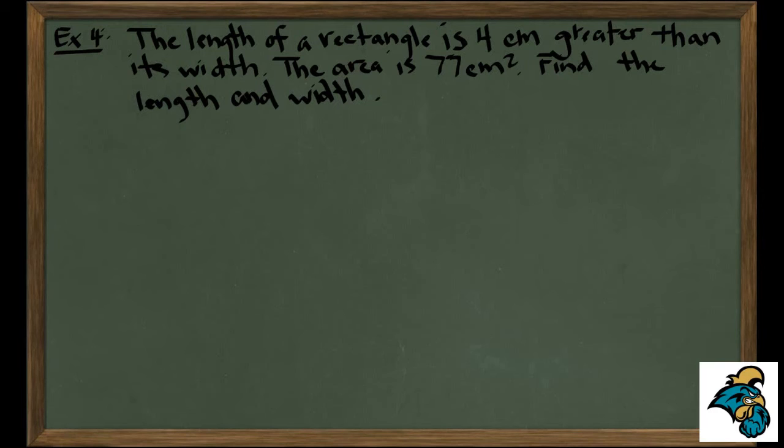For example 4, we have a similar question about a rectangle. The length of a rectangle is 4 centimeters greater than its width. The area is 77 centimeters squared. Find the length and the width again.